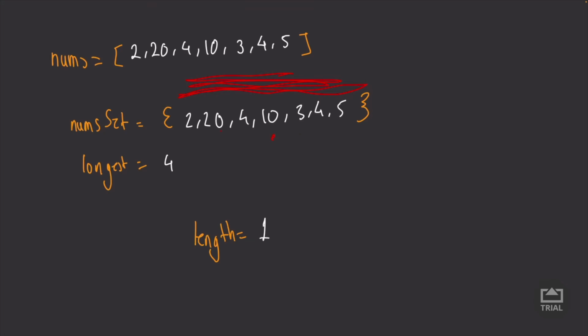Now we do the same thing with 10. But if you notice, 10 minus 1 doesn't exist in the array, so we start a sequence there, and 10 plus 1 doesn't exist either, so its length is just 1. If we keep going, we're pretty much going to find out that 4 was the longest sequence in this array. So let's get to coding the solution.